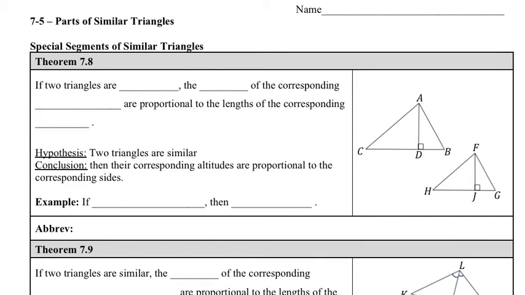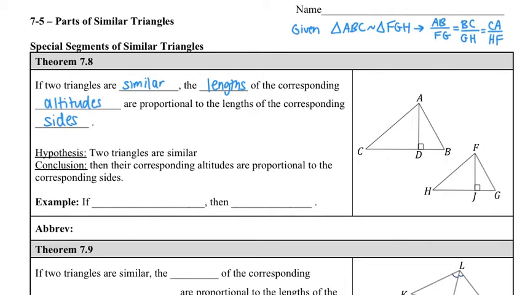So if two triangles are similar, so you know that they are similar, the lengths of the corresponding altitudes, remember we did altitudes, are proportional to the lengths of the corresponding sides. So that means the ratio of the altitudes, so AD to FJ, is the same as the ratio of the corresponding side lengths. So if we're given the triangles are similar, like ABC and FGH, we know AB is to FG as BC is to GH and CA is to HF, because we know the ratio of the corresponding side lengths form a proportion.